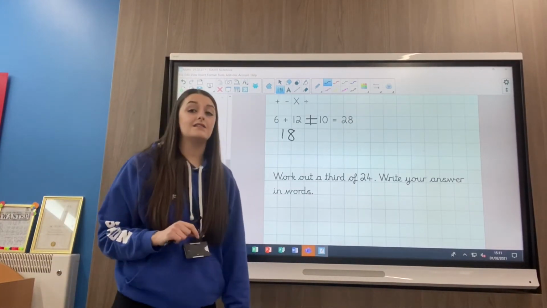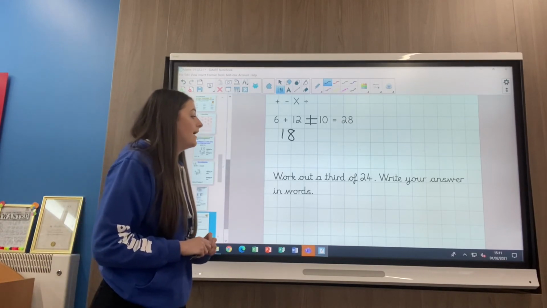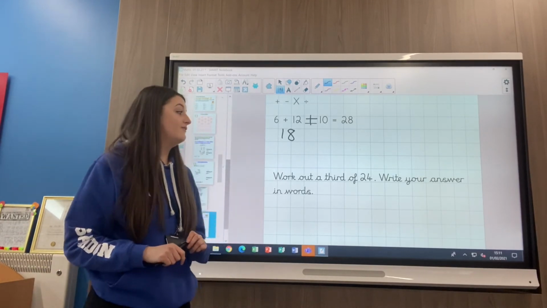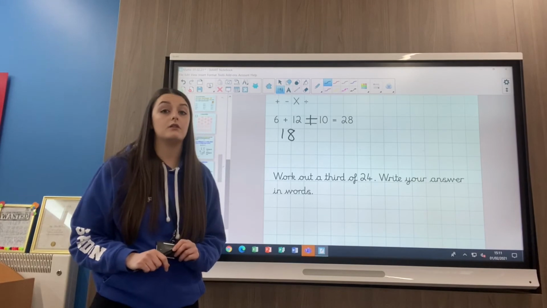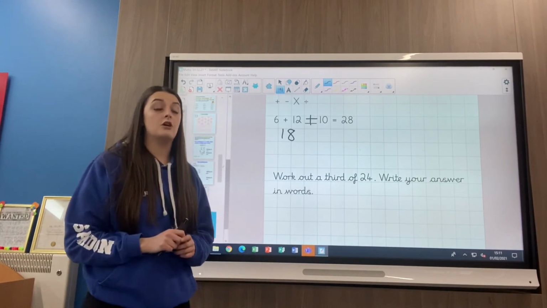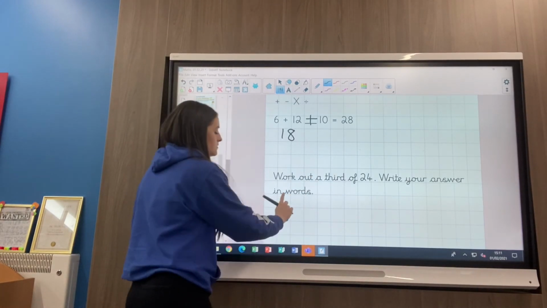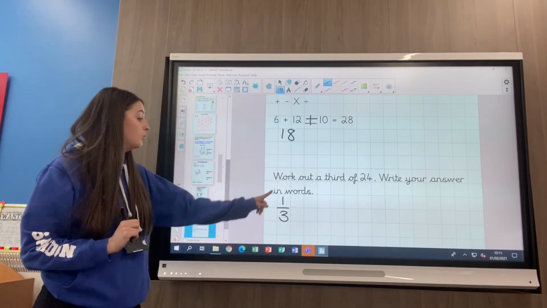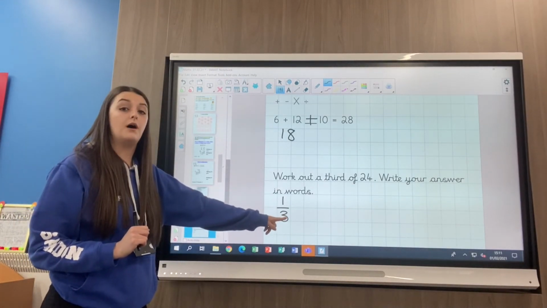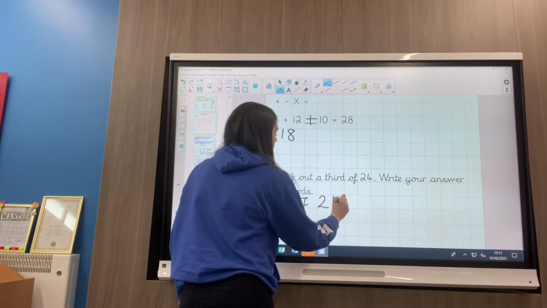Last but not least, on your integer section, you've got a question very similar to this. Work out a third of 24. Write your answer in words. So you don't just get the answer, I also want it in words too. Now we know a third as a fraction, we write it as 1 over 3. I've got 1 out of 3 equal parts. And I'm trying to find a third of 24.